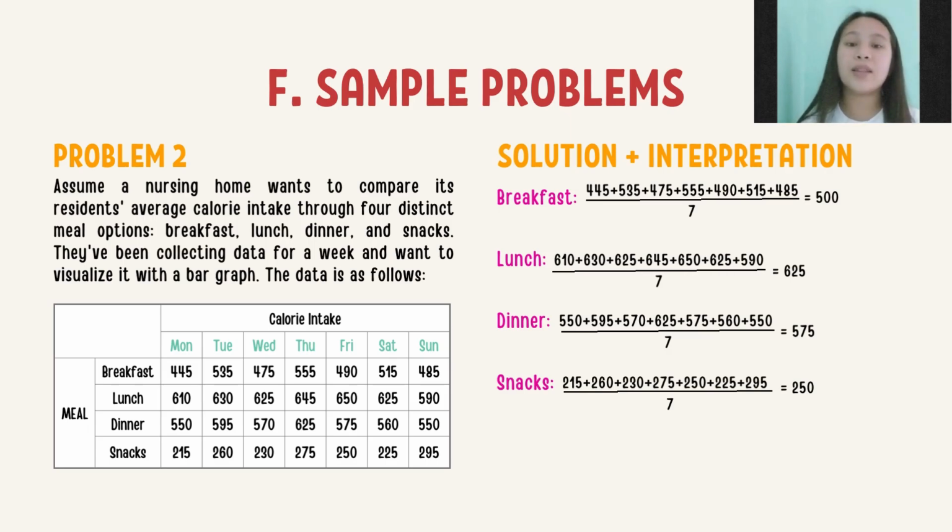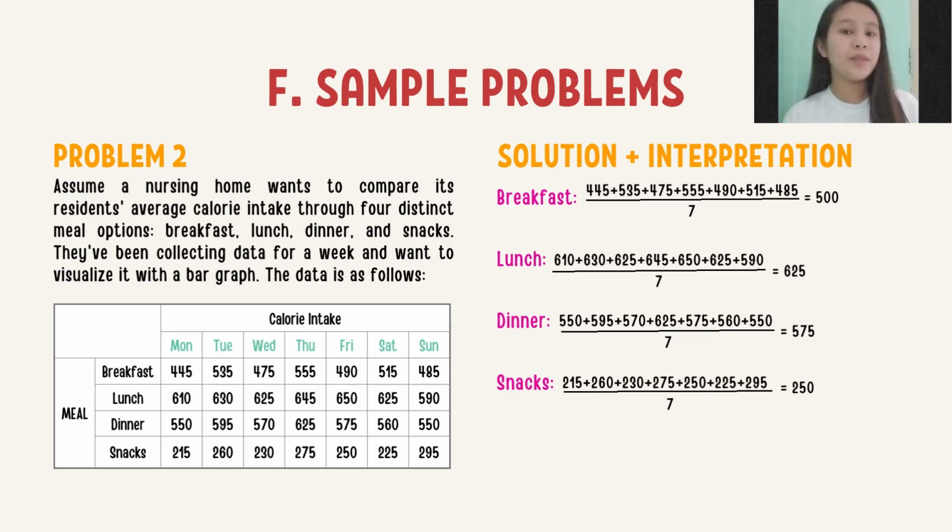For breakfast, the total calorie intake is calculated by adding up the consumed calories each day. So starting with 445 plus 535 plus 475 plus 555 plus 490 plus 515 and plus 485, and it will give us a total calories of 3,500. So to find the average calorie intake for breakfast, we divide the total calorie intake by the number of days, which is 7. So it would be 3,500 divided by 7.